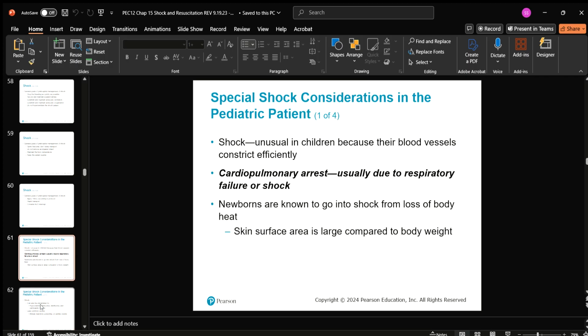Shock is unusual in children because their blood vessels are usually pretty good. They're young, they're healthy. Cardiopulmonary arrest is typically due to respiratory failure. Almost always due to respiratory failure or shock. Newborns are known to go into shock from loss of body heat. So, what's one thing that we need to do immediately after a baby is born? We need to wrap them up. Prevent hypothermia. Newborns become hypothermic very easily.